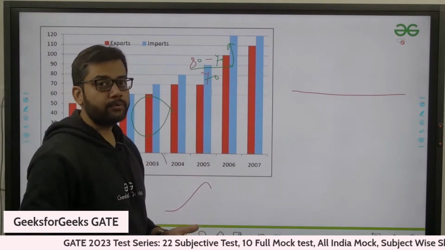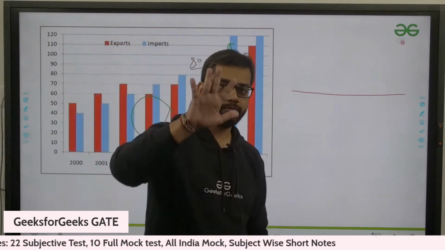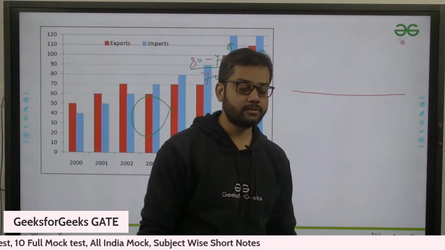Where the import is increased, here the import is increased. That's why I have checked only for the 5 years. Understood?